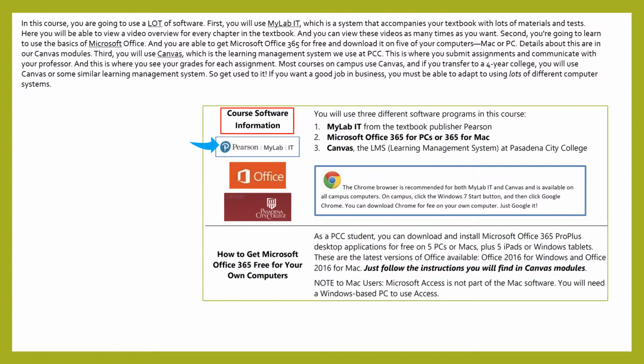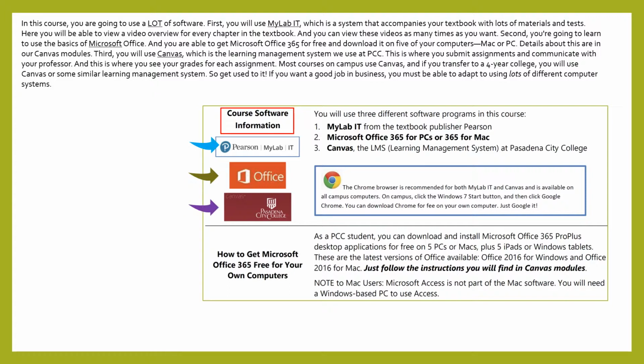Here you will be able to view a video overview for every chapter in the textbook, and you can view these videos as many times as you want. Second, you're going to learn to use the basics of Microsoft Office, and you are able to get Microsoft Office 365 for free and download it on 5 of your computers, Mac or PC. Details about this are in our Canvas modules.